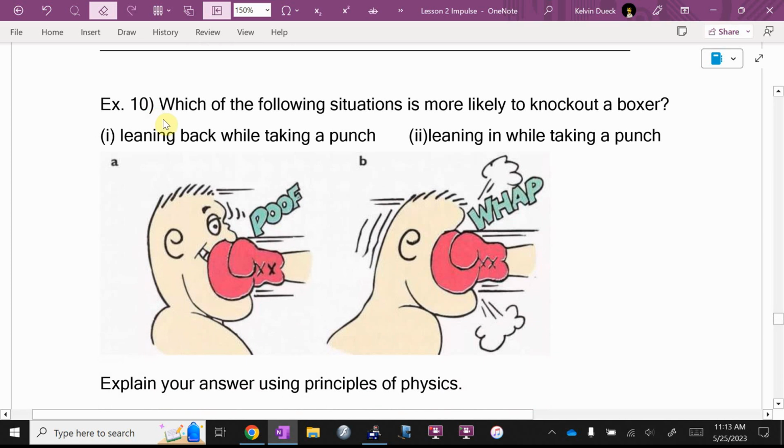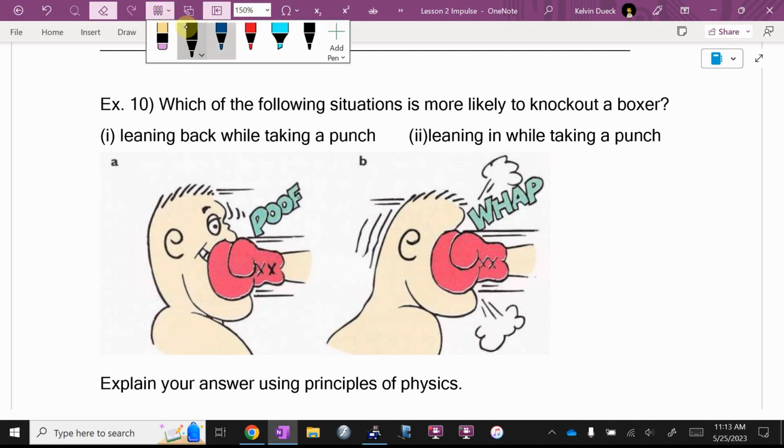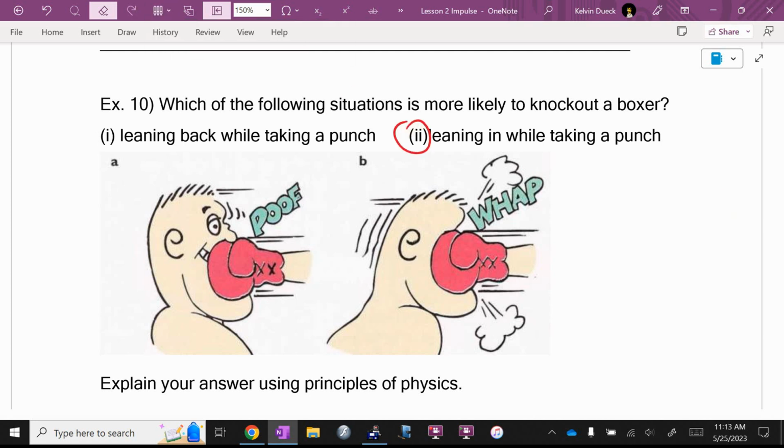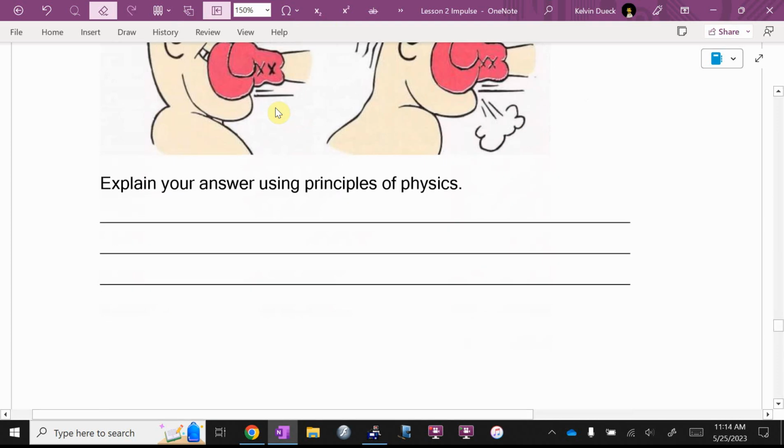Which of the following situations is more likely to knock out a boxer? Leaning back while taking a punch or leaning in while taking a punch? Why? Time decreases, so force increases. Boxers will talk about, yeah, I caught him leaning in, caught her leaning in. All she wrote.